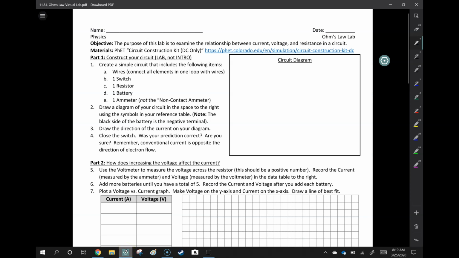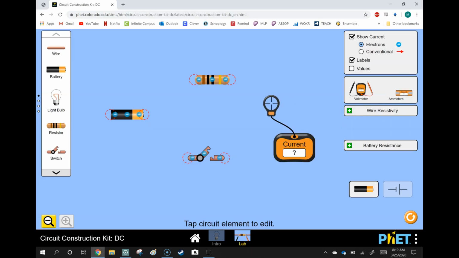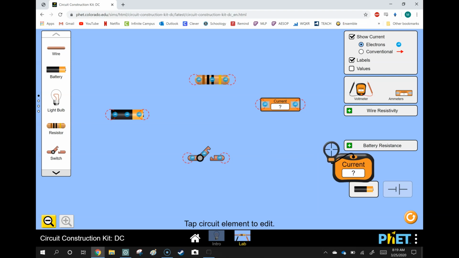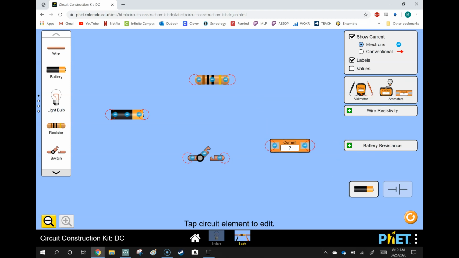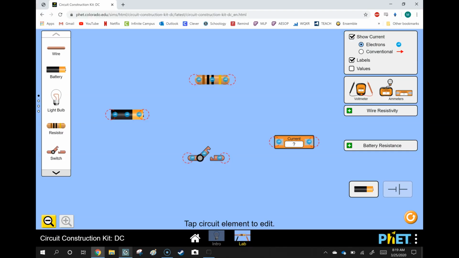There are two ammeters. This one is the non-contact one. You could use either one. This one's harder to put in. I'll show you both, it's not a big deal. We'll put this one in our circuit for now. Is that it? That's all we need? Yep, I think so. And then some wires.